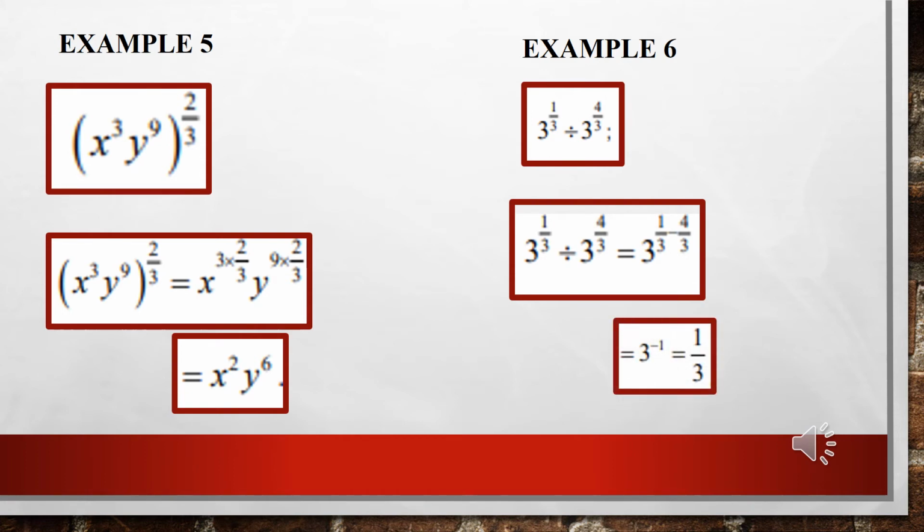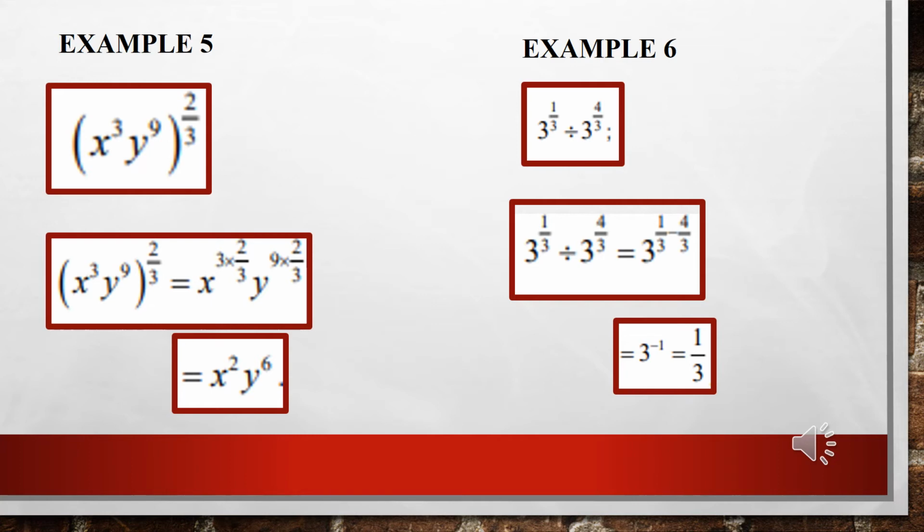In this slide, in the first line, the rule is (a^m)^n equals a^(mn). So we took each item inside the bracket and raised them to the power of 2 and the power of 3 in example 5. We can do this because each term is multiplied inside the bracket. If they were added or subtracted, we could not do this.